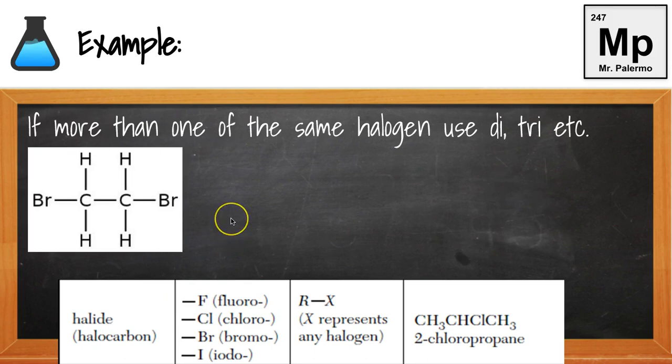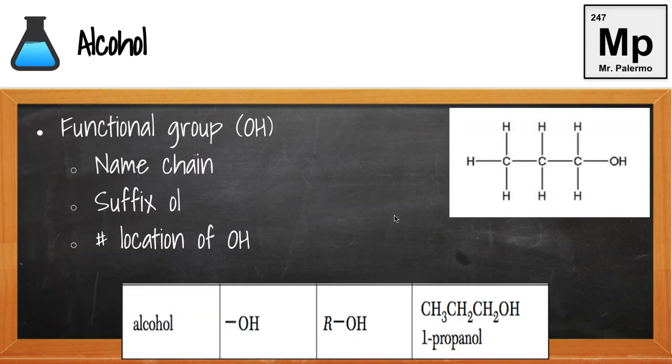If we have more than one of the same halogen, we're not going to say it twice, so we're going to say di, tri, etc. So in this one, we have 2 carbons, that's ethane. We have a bromine on the first carbon and a bromine on the second carbon, so we would say 1,2, and instead of bromo-bromo, we're going to say 1,2-dibromoethane.